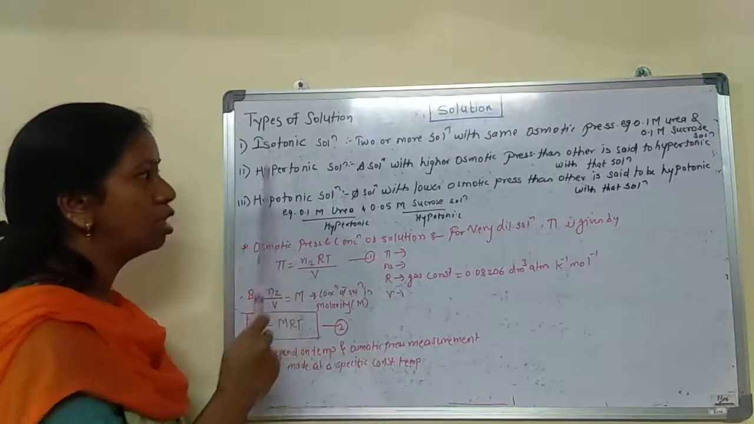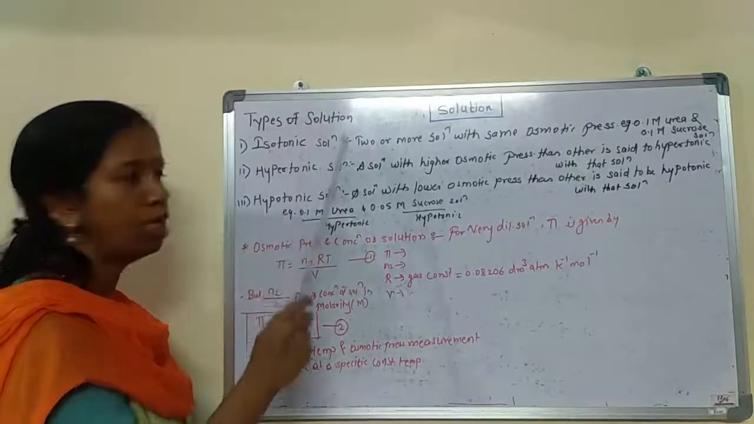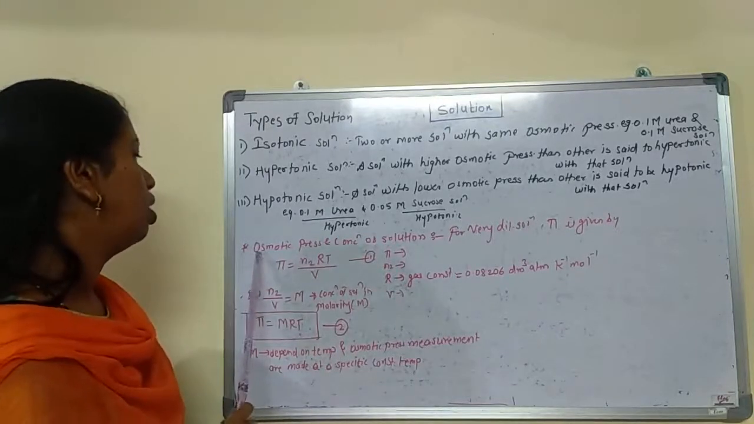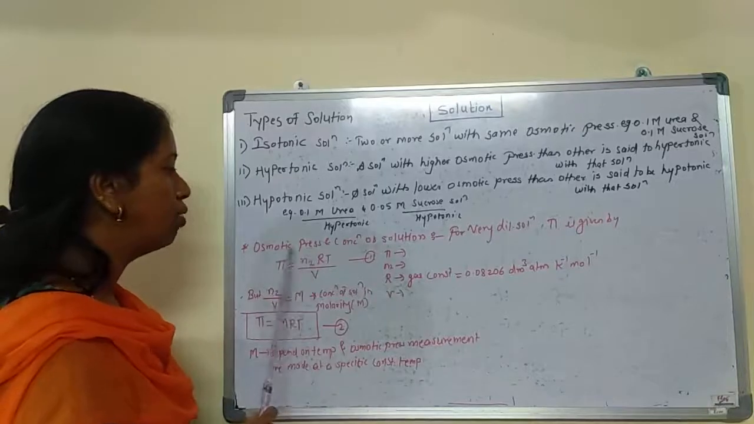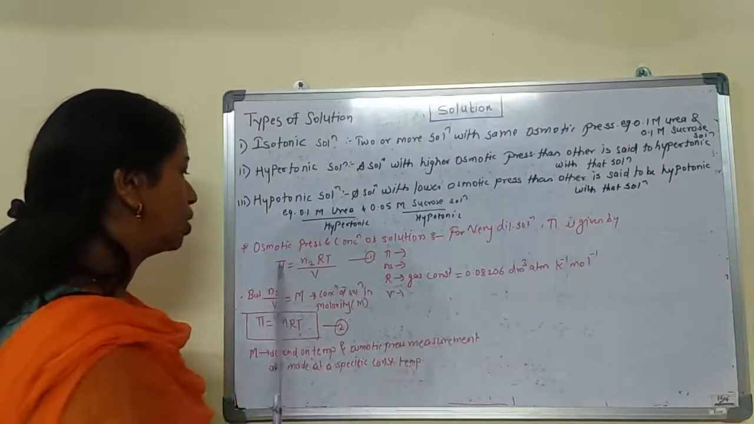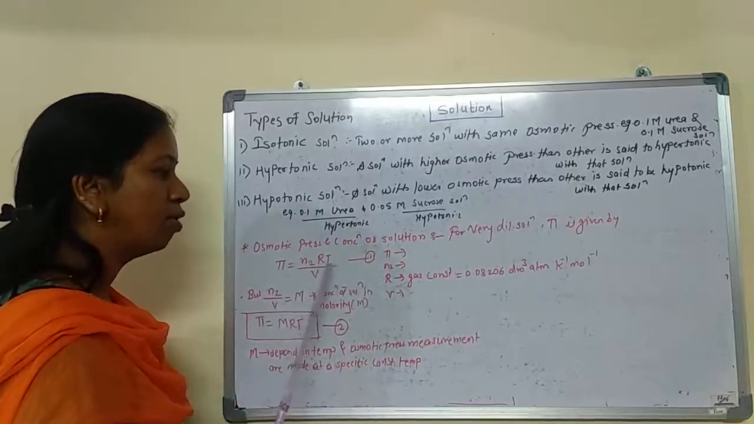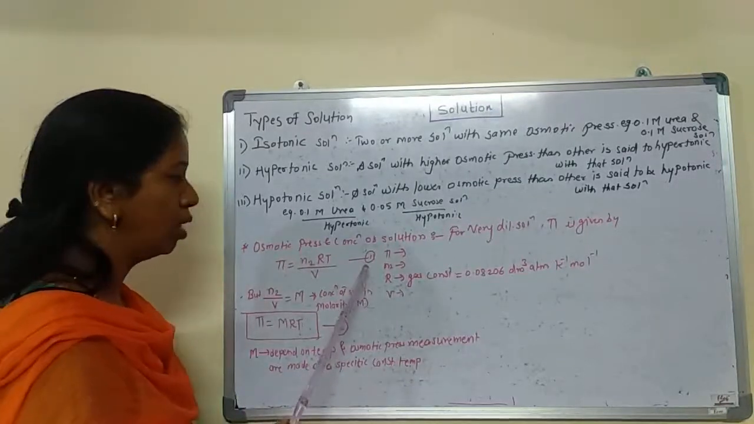Okay. So these three types depend on the osmotic pressure. There is one more relation between the osmotic pressure and the concentration of the solution. If we consider very dilute solutions, then the osmotic pressure is given as pi = n2RT/V. Suppose we call this equation number 1.